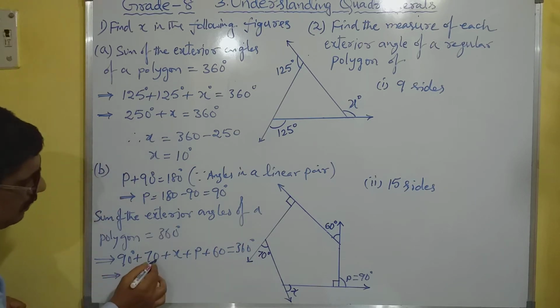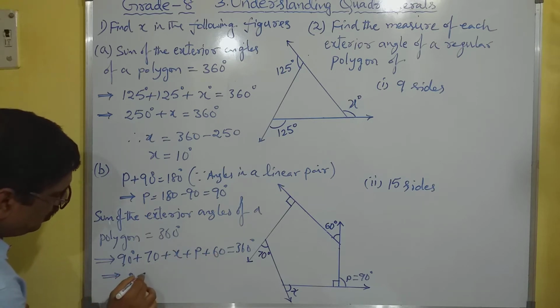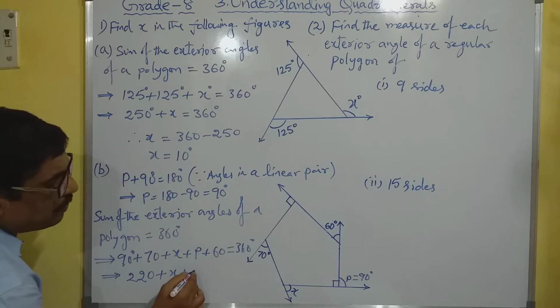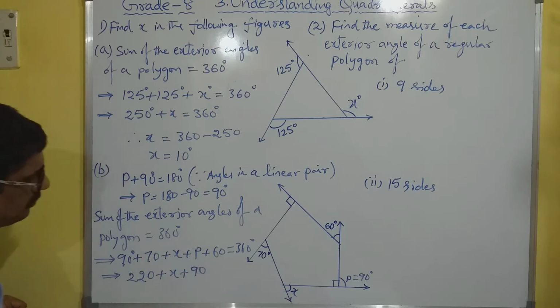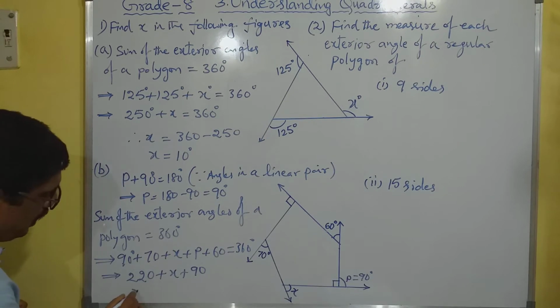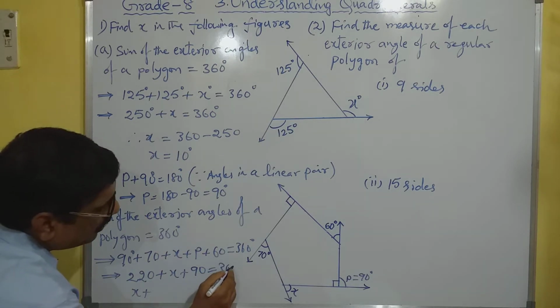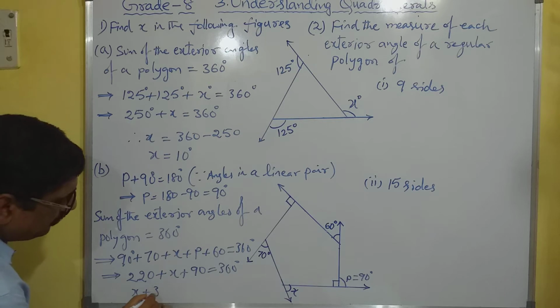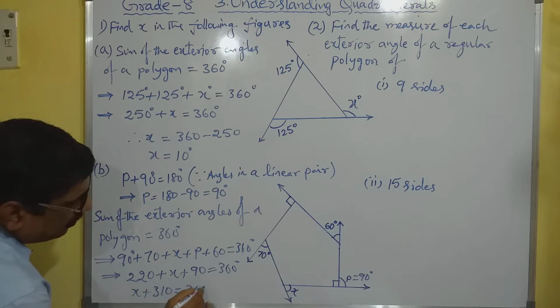This implies 90 plus 70 plus 60. 90 plus 70 is 160, plus 60 is 220, plus x. What is the value of p? P also we can replace with 90. So x plus 220 plus 90, that is 310, is equal to 360 degrees.